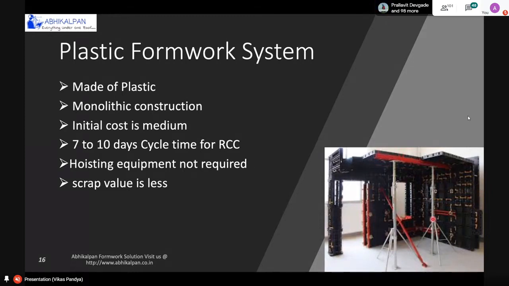This formwork system also does not require any hoisting equipment, as it comes in a panel, so one labor can easily handle the panel. And the scrap value will be on the quite lower side, as it is plastic, so you will not get the scrap value as per the metal.